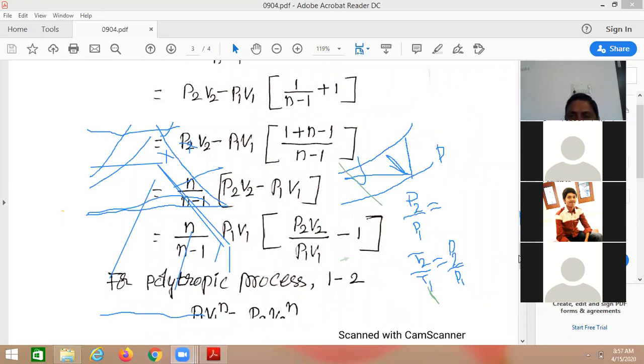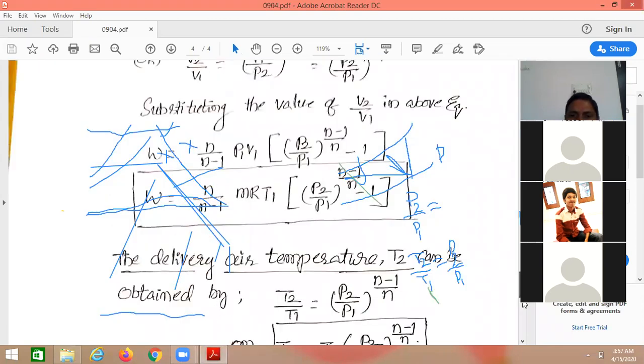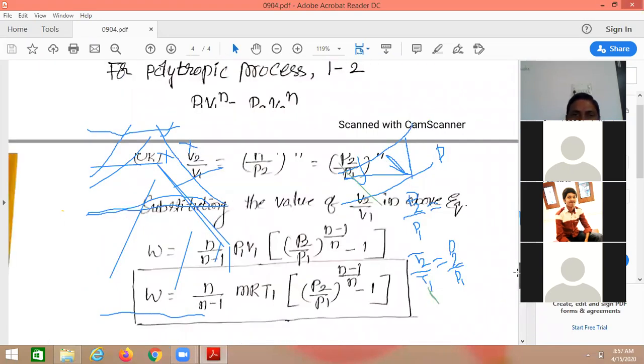So from there, what can be obtained? This is what we are getting. After simplification, this is what we have written, so V2 by V1 is substituted as (P2 by P1) to the power (n minus 1) by n. Minus 1, yes, it is only a further simplification of the previous term. That is why.